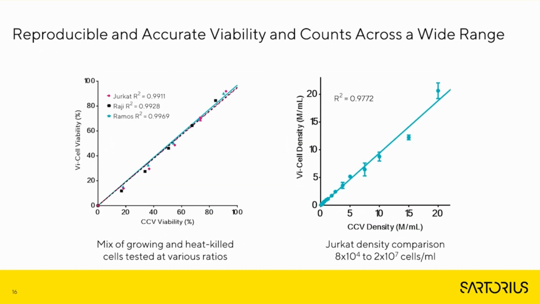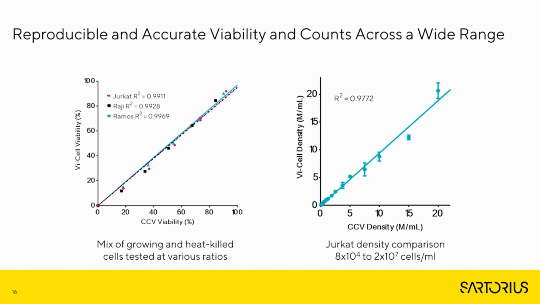So the data that we are able to produce with this kit is reproducible and accurate, and this counts across a wide range as well. So we've compared here the vi-cell viability counts with our cell count and viability for percentage viability using a mix of growing and heat-killed cells tested at various ratios. And what we can see here is that there's quite a linear correlation between the two methodologies.